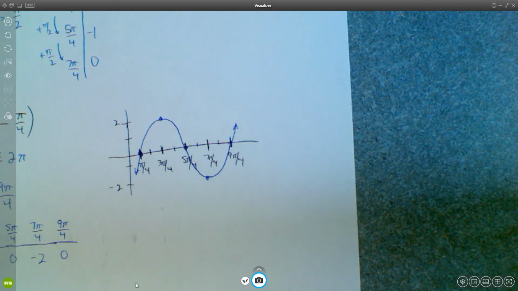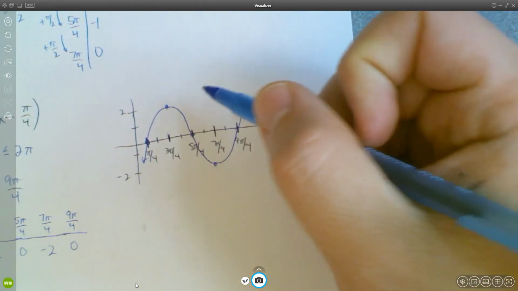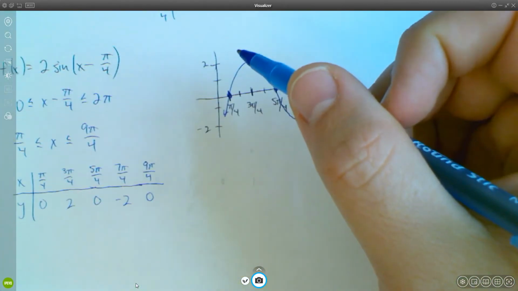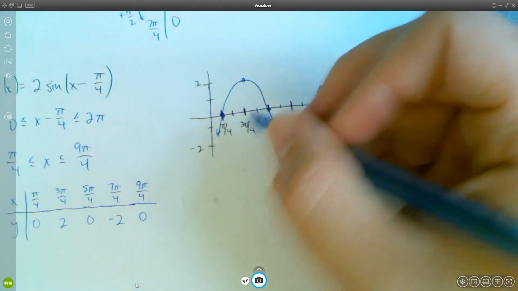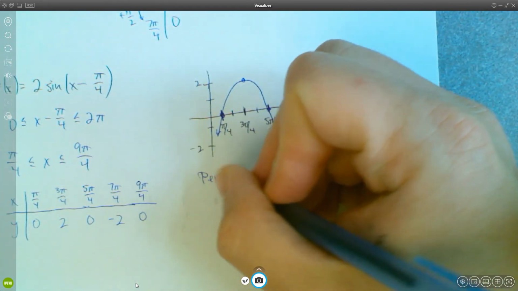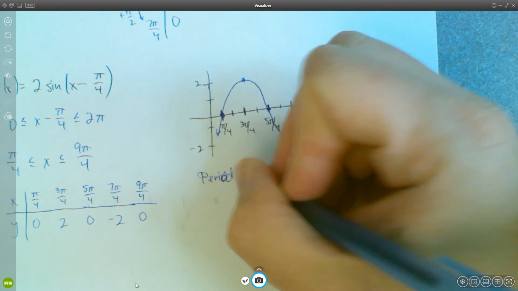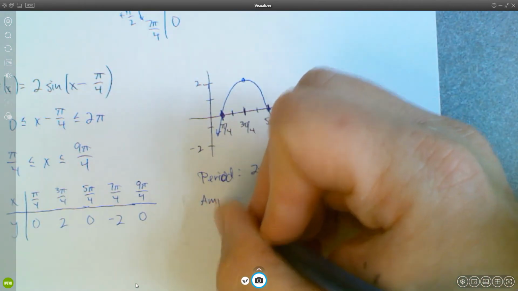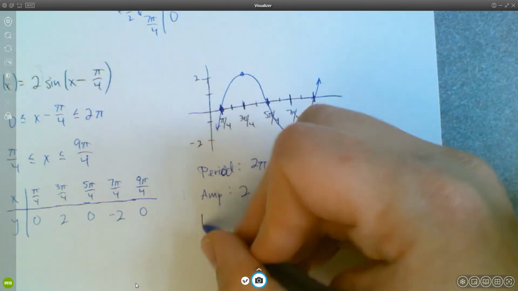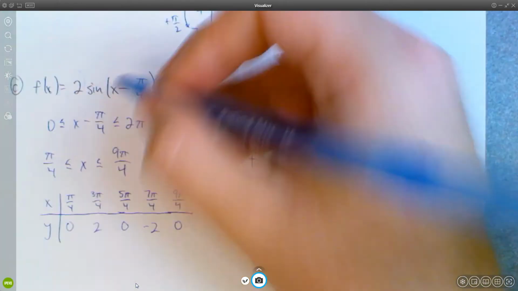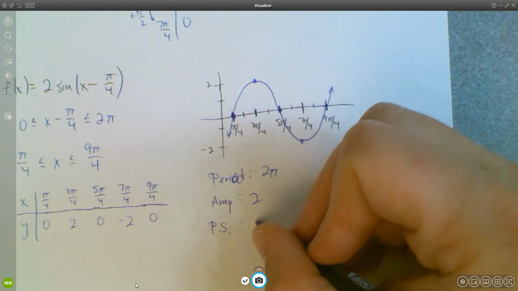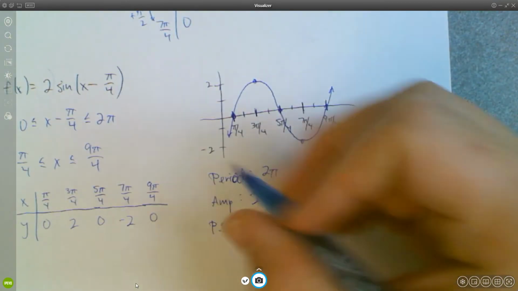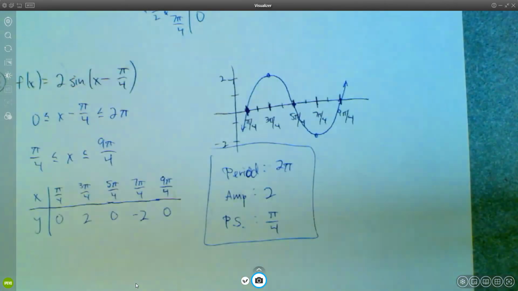Alright, I forgot to do this on the last problem, but we should state the period, amplitude, phase shift, all of that stuff, right? So the period here is 2 pi. The amplitude is 2 in this case, and then the phase shift, it looks like pi over 4. Okay, so that's that one.